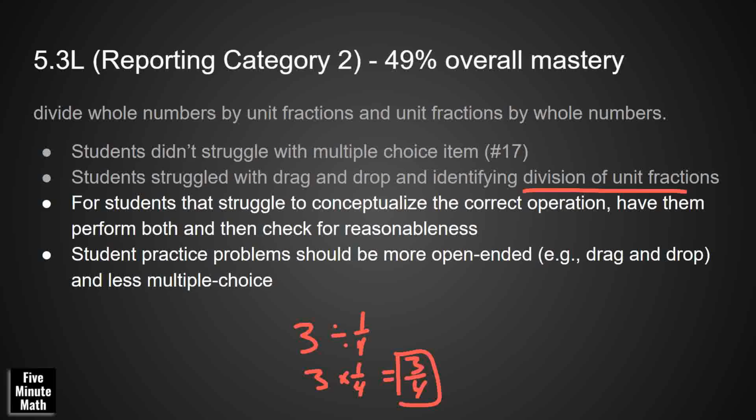And that doesn't make sense because she was supposed to have run 12 miles. So this is where you realize, okay, 3 divided by 1/4 is the same as 3 times the reciprocal, or 4. And so have them check both. Do both and just check for reasonableness to see if it makes sense.